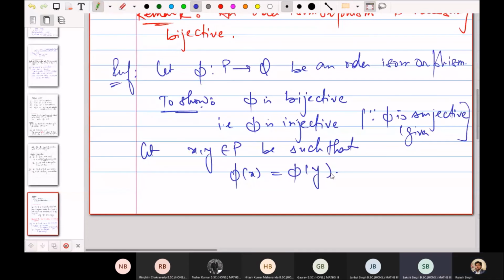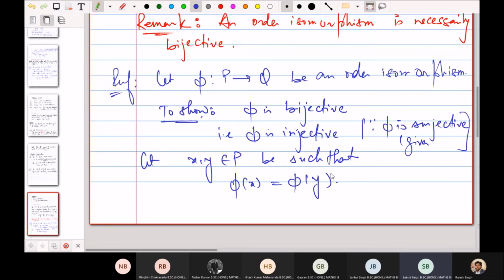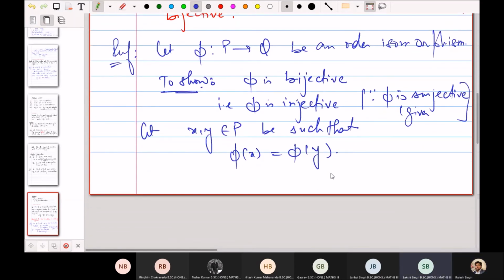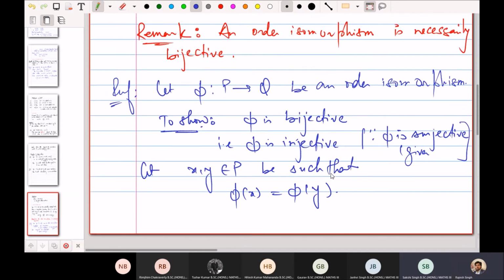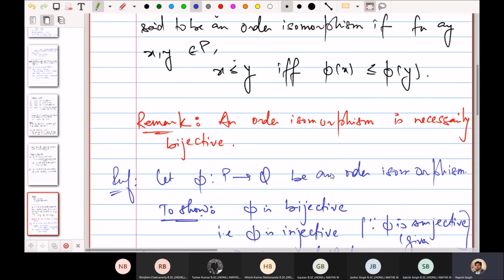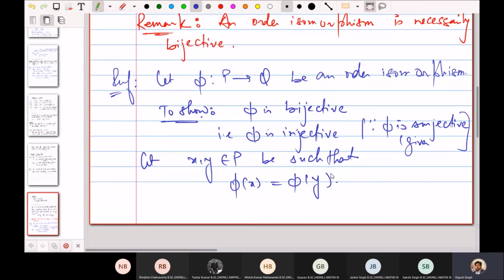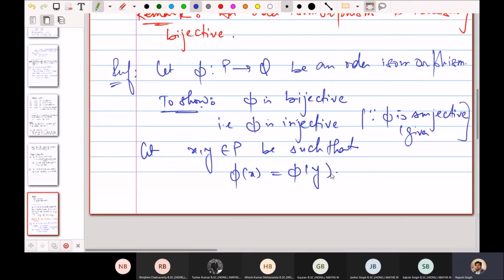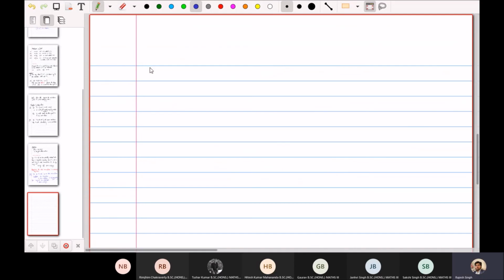By antisymmetric property, phi x is related to phi y and phi y is related to phi x. Yes. And by order preserving property, x is related to y and y is related to x, so x will be equal to y. Okay, so by anti या इक्वालिटी से तो वही आ जाता है, बाय एंटीसिमेट्रिक प्रॉपर्टी. एंटीसिमेट्रिक अभी यूज करने की जरूरत नहीं है.